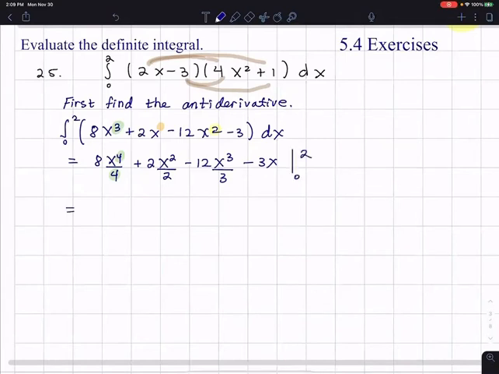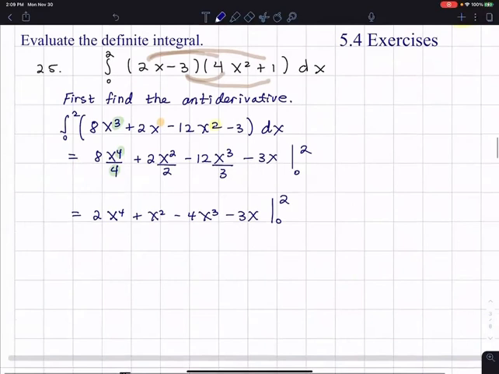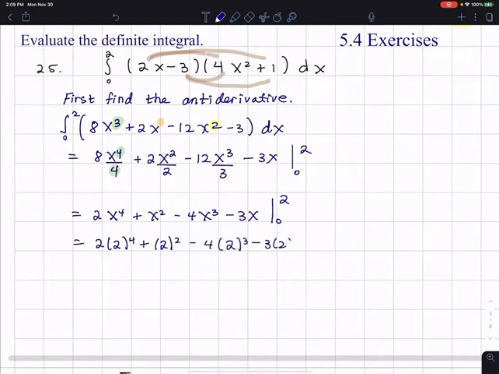When I put in 0, there's not going to be anything. Maybe it's a good idea to simplify first before I start plugging everything in. So I'll get 2x to the 4th plus x squared minus 4x cubed minus 3x from 0 to 2. Looks about right. So I have 2 to the 4th plus 2 squared minus 4 times 2 to the 3rd minus 3 times 2, all of that minus 0.